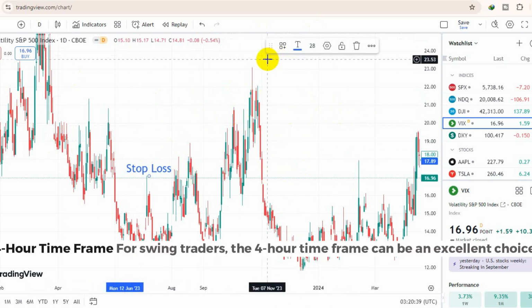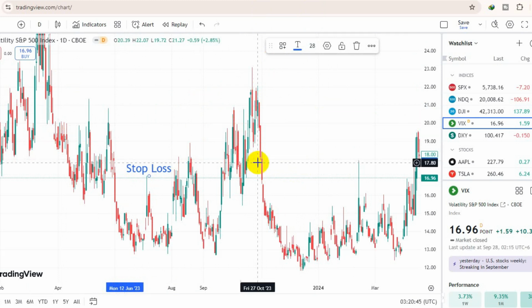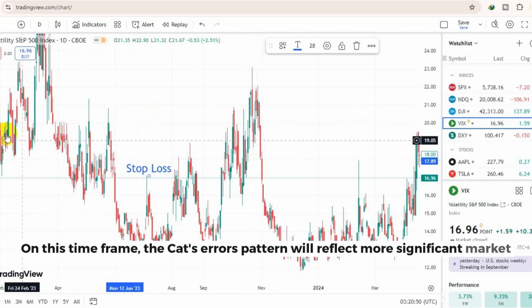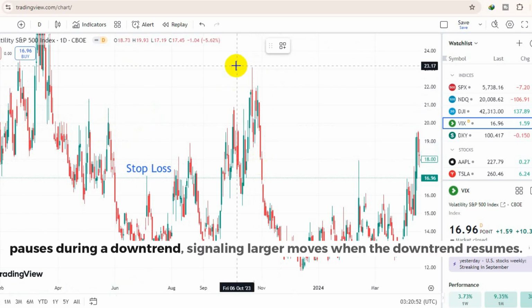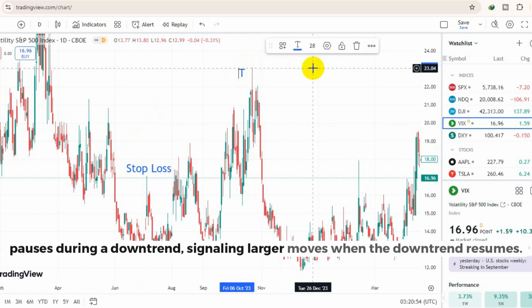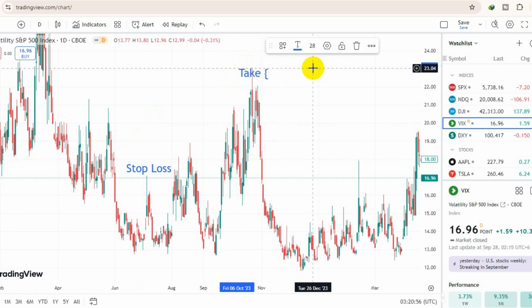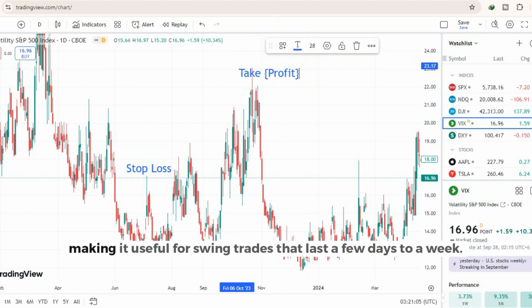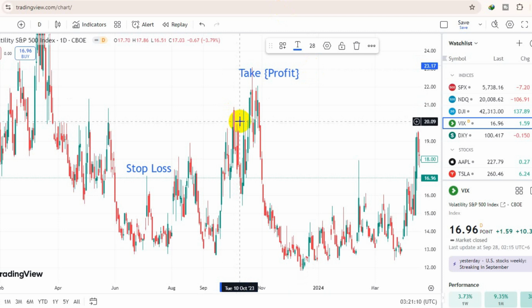4-hour time frame. For swing traders, the 4-hour time frame can be an excellent choice. On this time frame, the cat's ears pattern will reflect more significant market pauses during a downtrend, signaling larger moves when the downtrend resumes. Why? The 4-hour chart smooths out some of the noise and gives a stronger confirmation of the pattern, making it useful for swing trades that last a few days to a week.